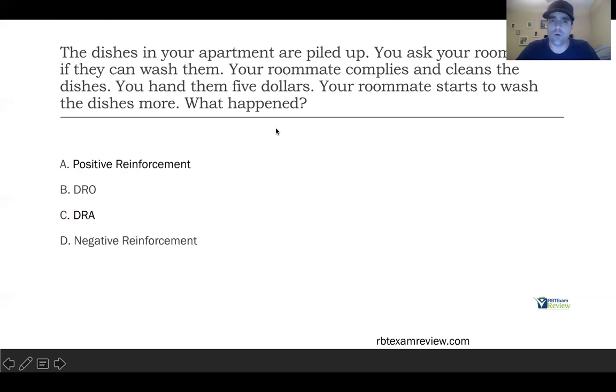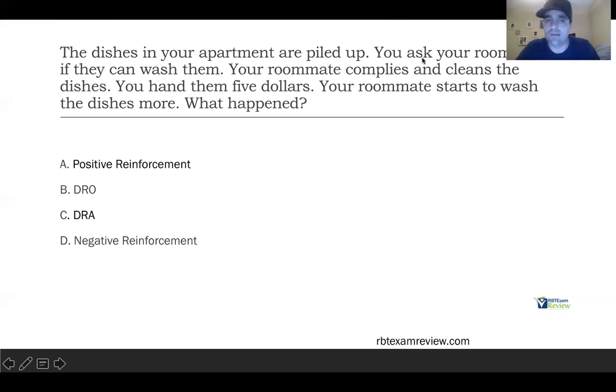The dishes in your apartment are piled up. You ask your roommate if they can wash them. Your roommate complies and cleans the dishes. You hand them $5. Your roommate starts to wash the dishes more. What happened? So let's break it down, okay? Your dishes are all piled up, okay? You don't want to wash them. So you ask your roommate, hey, can you wash the dishes? Your roommate says yes, and they clean the dishes.